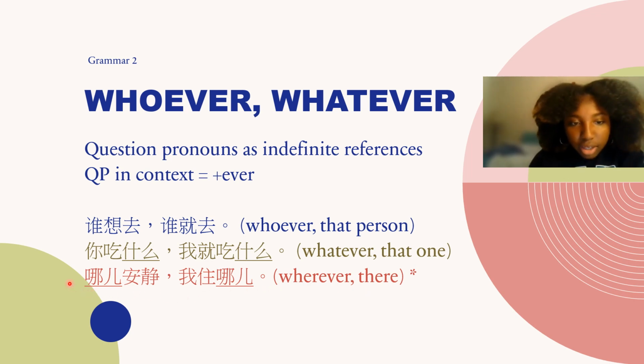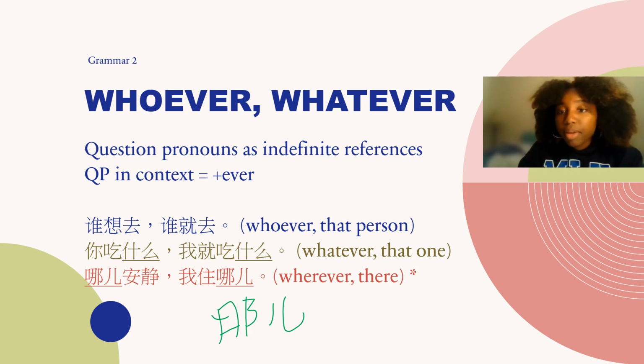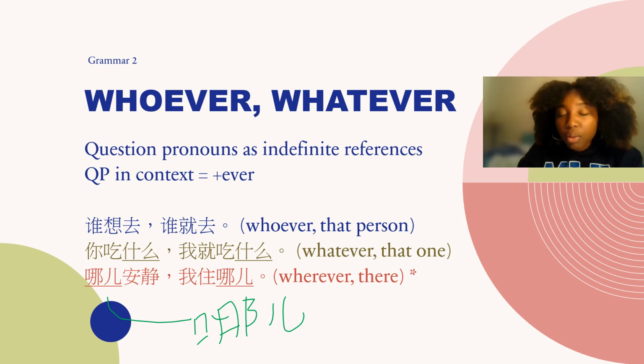哪儿安静我住哪儿. So you see, 哪儿安静我住哪儿. Somebody might think, oh, you gotta have the definitive, like 那儿, to say there. And you can, there's nothing wrong with that. But when you use 哪儿, you're referring to that same one that you're referring to back here. So you're saying, wherever it is, whatever unspecific one it is, that unspecific hypothetical one, I'll live there.